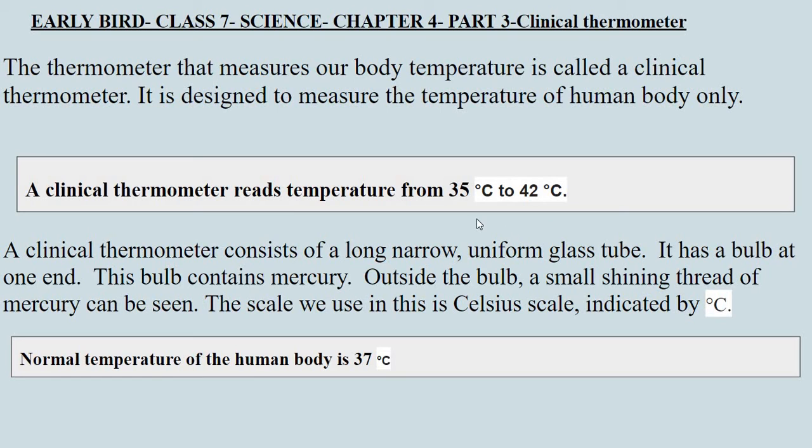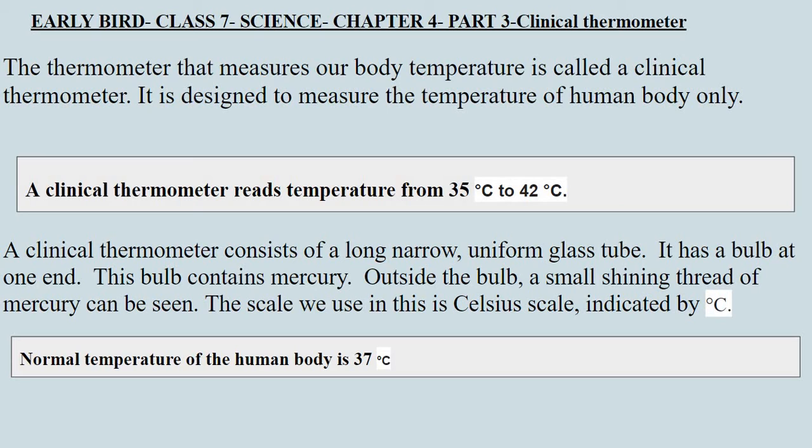And what is the range of temperature shown in a clinical thermometer? It reads the temperature from 35 degrees Celsius to 42 degrees Celsius. And what is the normal temperature of the human body? That is 37 degrees Celsius. And for all other animals, it may vary. So, this clinical thermometer is specially designed to measure human body temperature.